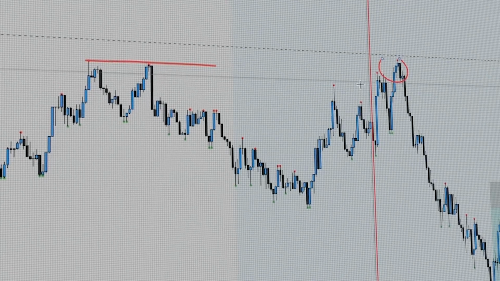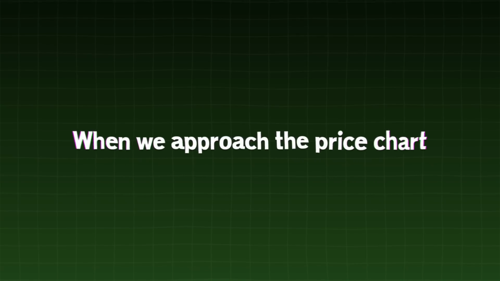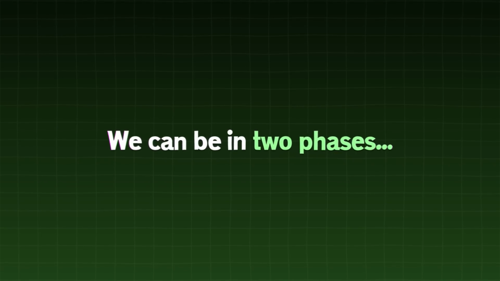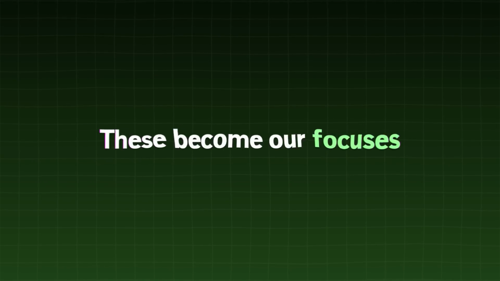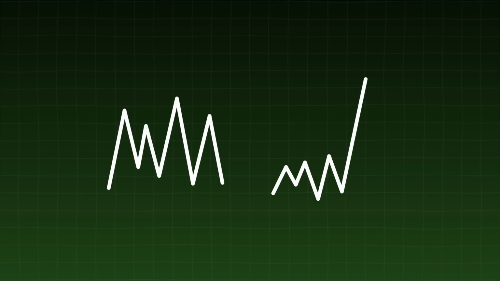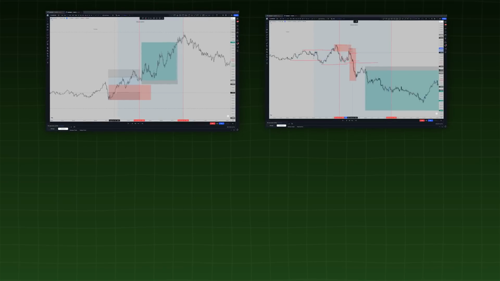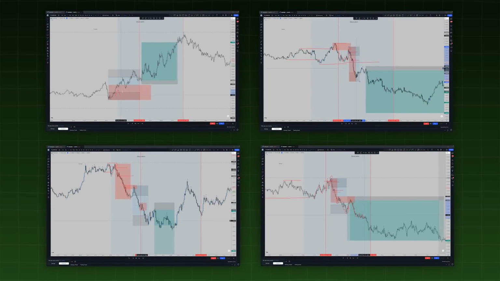In this video, we are going to talk about high momentum delivery. When we approach a price chart, we can be in two phases, and within NGAT, these become our focuses. They are a range phase, when price is moving sideways and not extending, and a phase of initiation, when price is not moving sideways and is extending. This is going to be our focus. We'll discuss 4 trades that I've taken that demonstrate how we can be a part of high momentum trades.